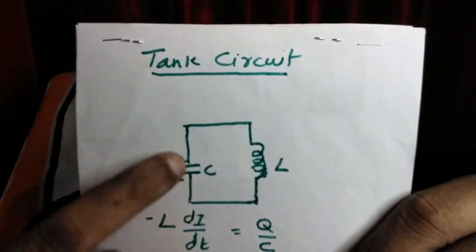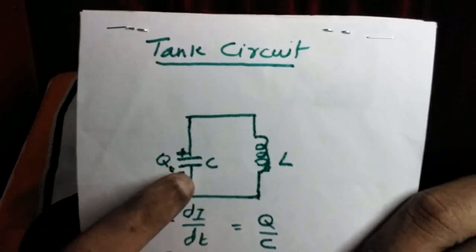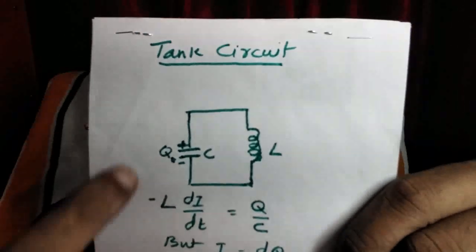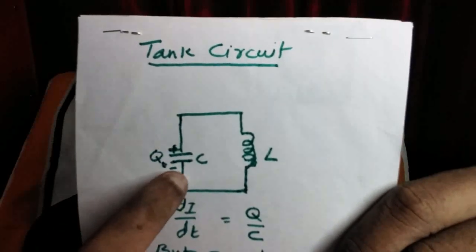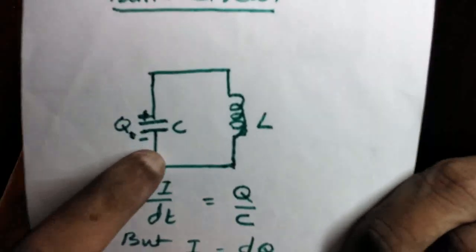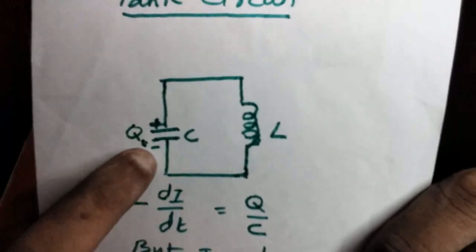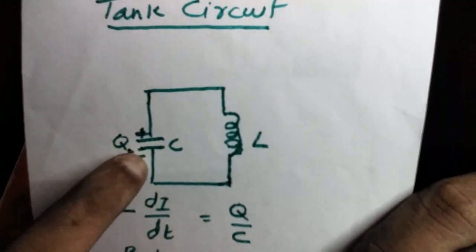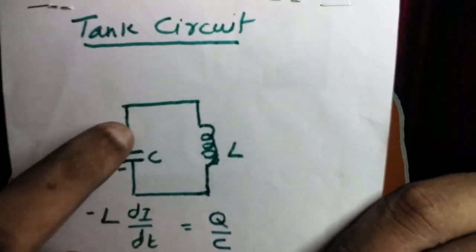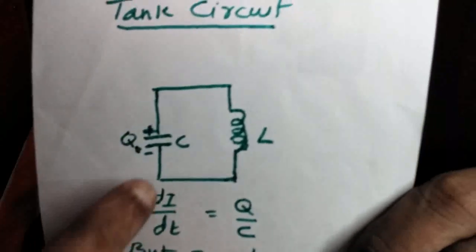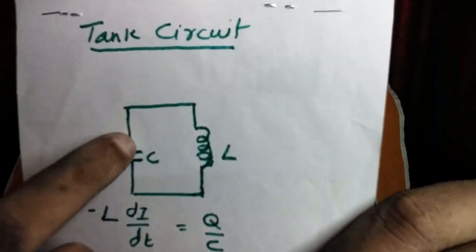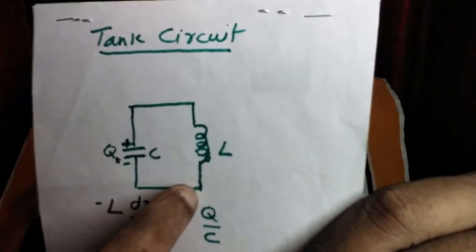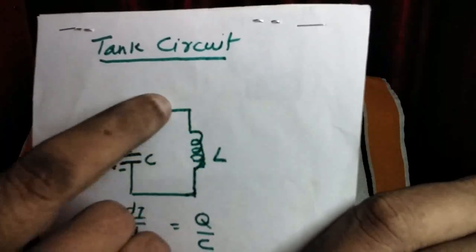This capacitor is fully charged with Q0 coulomb of charge. The upper plate is positive, the lower plate is negative. That means this plate has an excess number of electrons, and this has a deficiency of electrons. As soon as the connection is given, the excess electrons begin to flow through this coil.